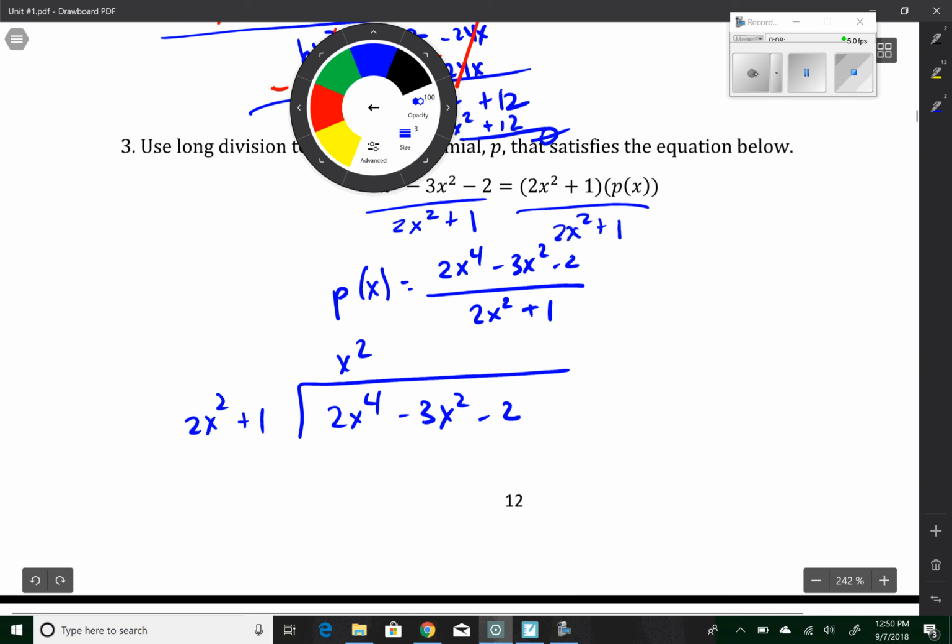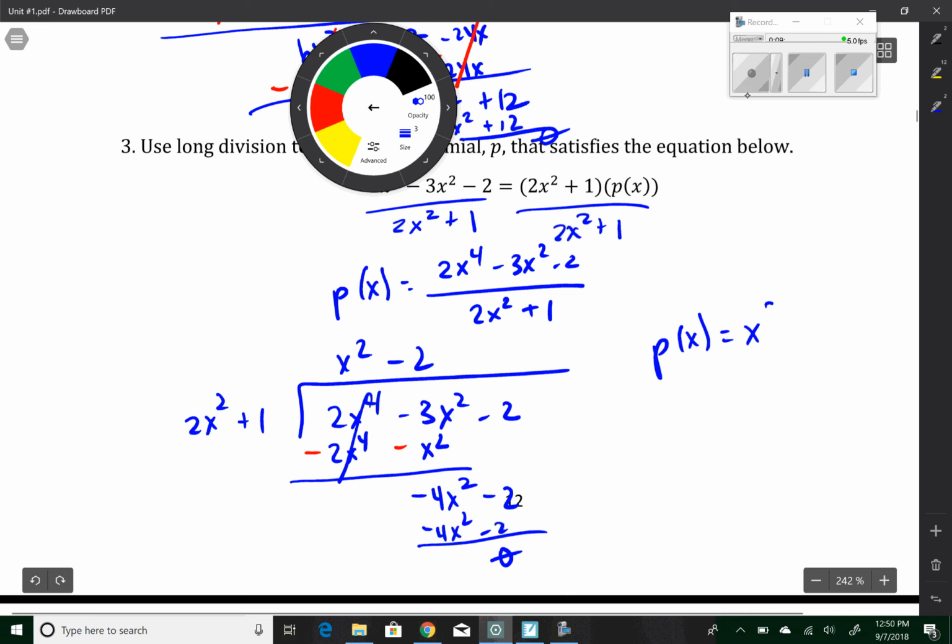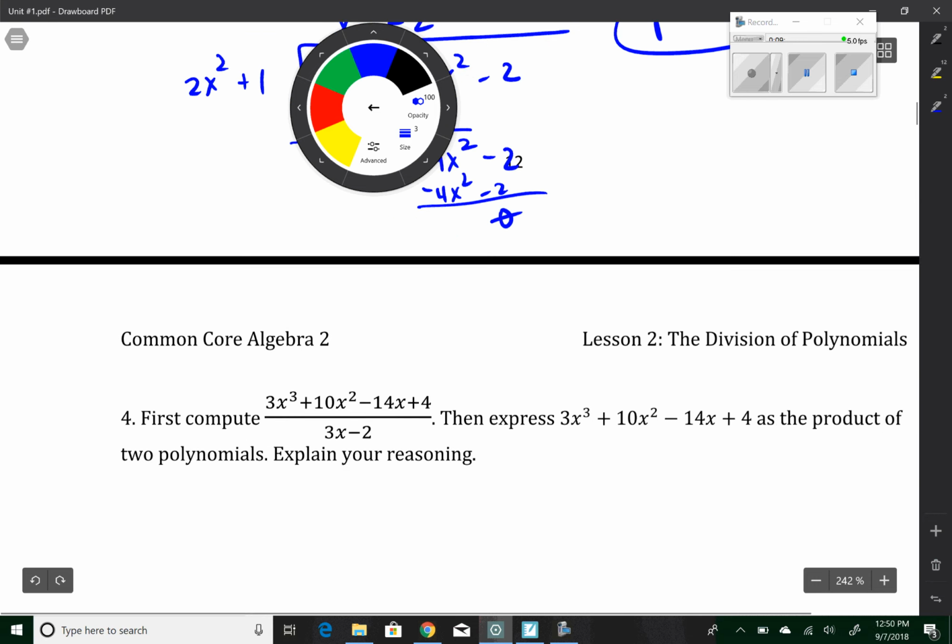I just have x squared here, 2x to the fourth, and x squared. These are both minuses. Cancel. Minus 3x squared, 4x squared, and the minus 2 comes down. Minus 2. That gives us negative 4x squared minus 2, which results in nothing. So we can say that p of x is really just the polynomial x squared minus 2. Interesting question. Simple but different.